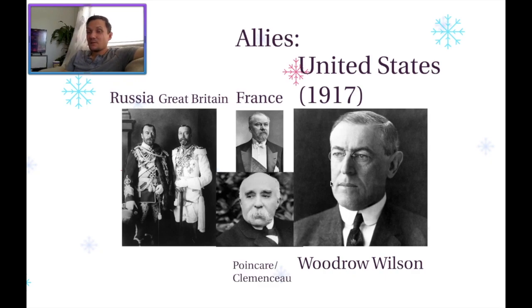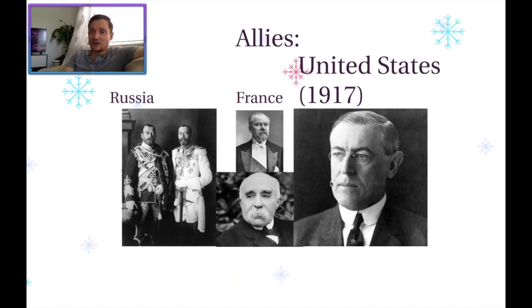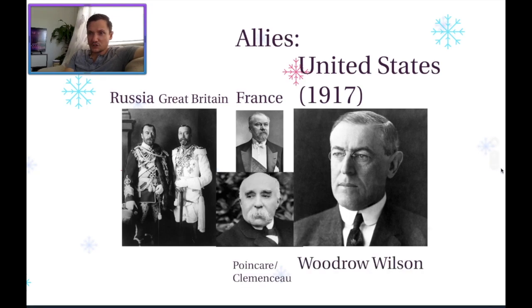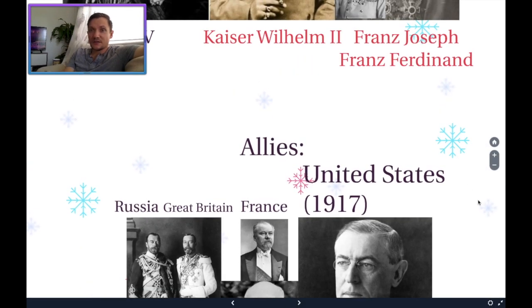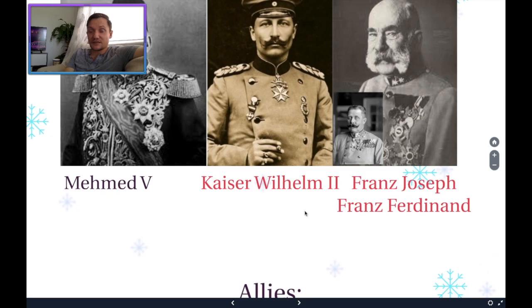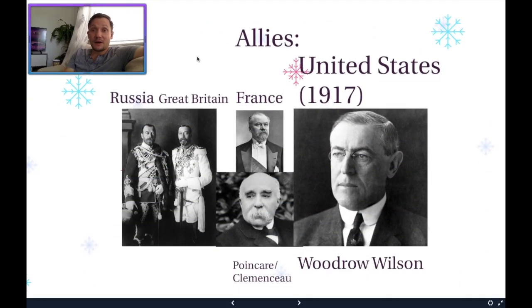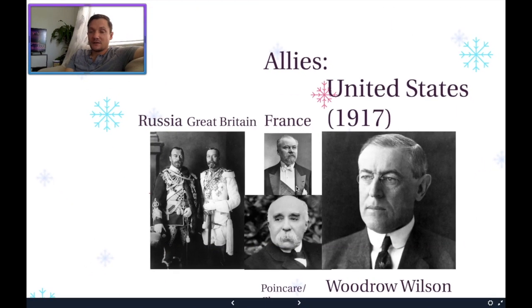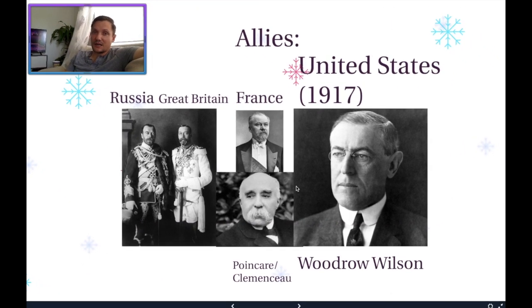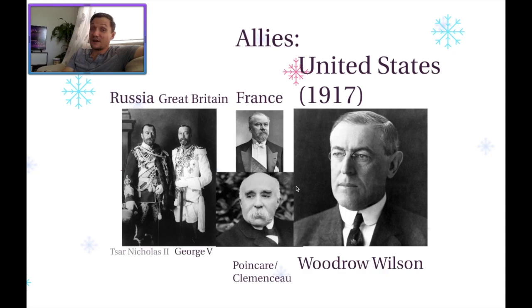France's guys, Poincaré and Clemenceau, I'm barely going to talk about. Barely. You will not need to know them for the matching section of the test. You can go ahead and jot them down if you want, but they don't need any underlines, no circles, nothing. If I had to go back right now to the Central Powers, notice that Franz Joseph, Franz Ferdinand, and Kaiser Wilhelm II are all in red. They need to be circled, okay? But like Mehmed V from the Ottoman Empire, the French guys of Poincaré and Clemenceau do not need to be circled, okay?